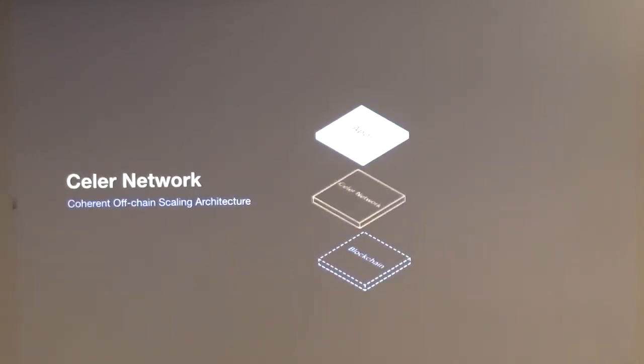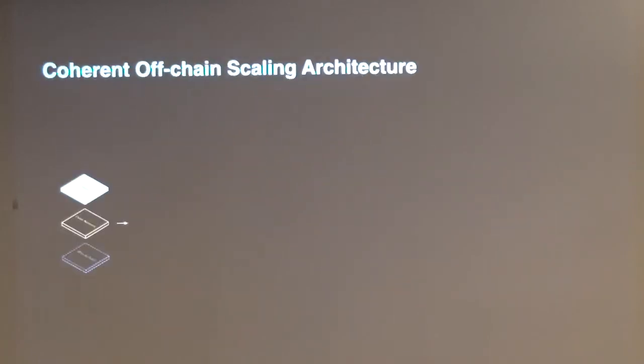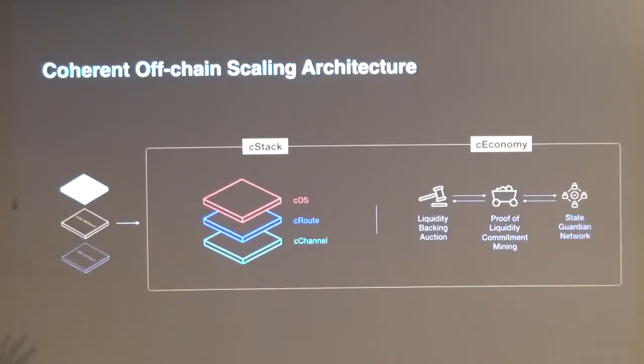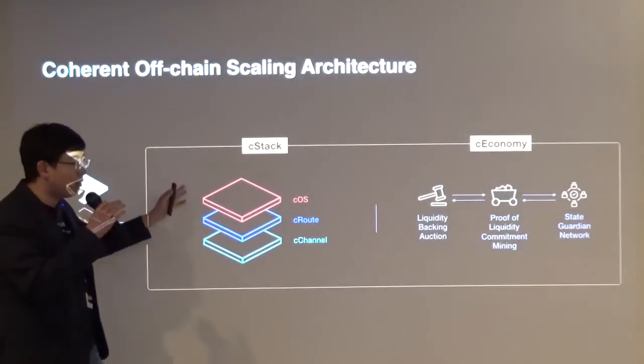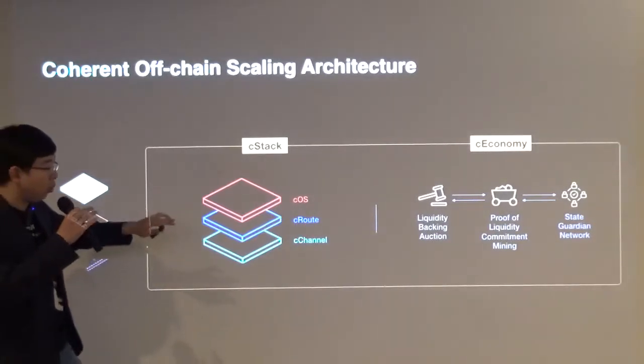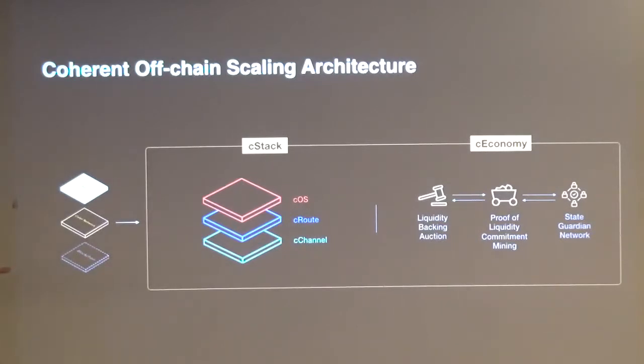Celer Network is a layer 2 scaling construct, and as you have been hearing this whole night, we are inserting one layer in between the decentralized application and the blockchain. Now, what exactly is Celer Network? It consists of two parts. One is the technology part called C-Stack, which is itself a layered technology architecture with C-Channel, which provides the capability to do generalized state channel and generalized layer 2 scaling, not just simple payment or simple application.